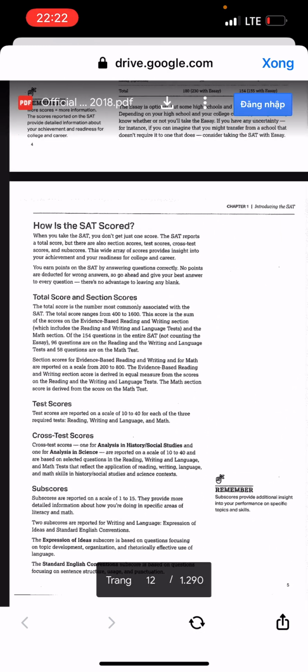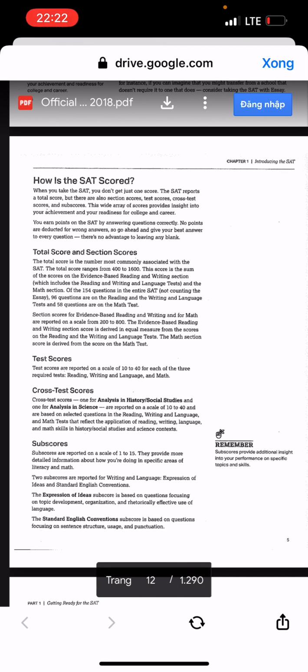How is the SAT scored? When you take the SAT, we don't get just one score. The SAT reports a total score, but there are also section scores, test scores, cross-test scores, and subscores. This wide array of scores provides insight into your achievement and your readiness for college and career. You earn points on the SAT by answering questions correctly. No points are deducted for wrong answers, so go ahead and give your best answer for every question. There's no advantage to leaving any blank.